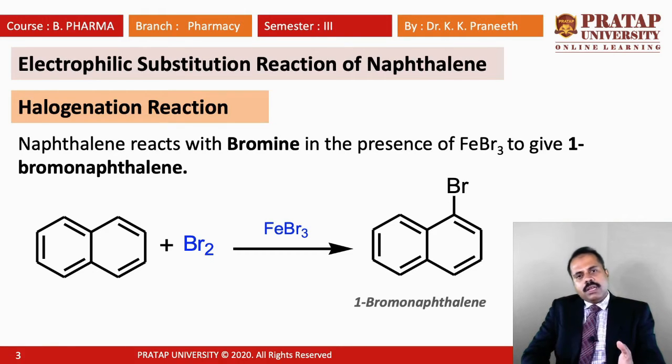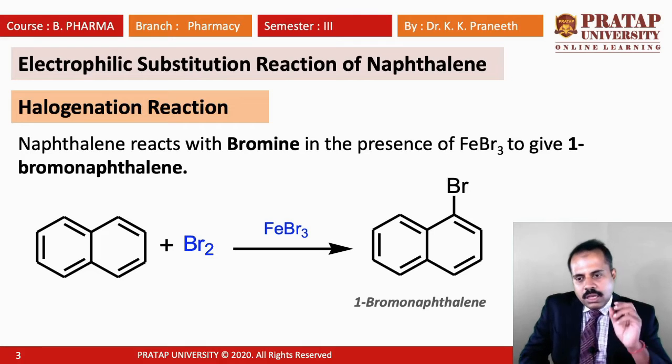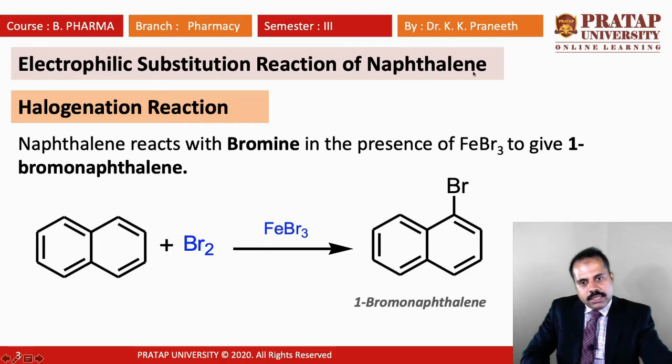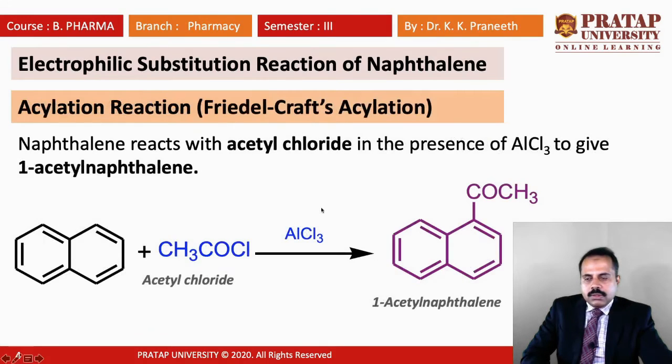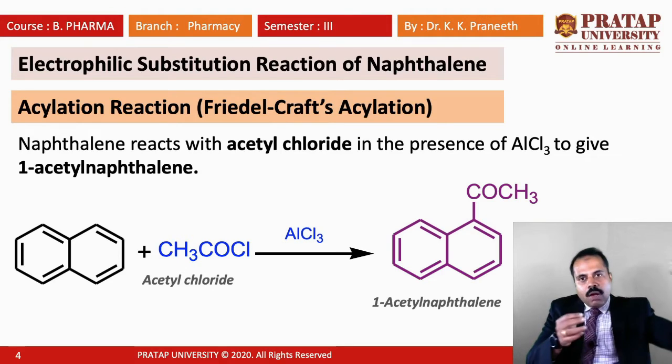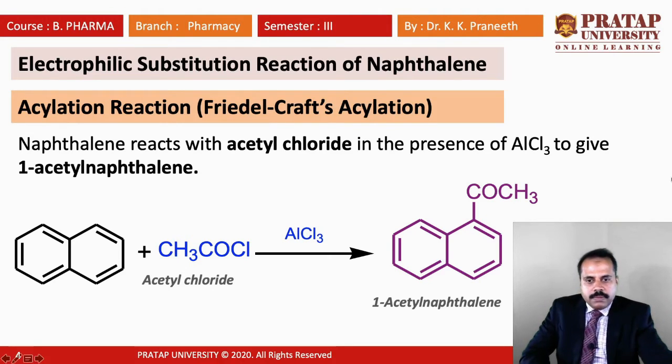The same thing happens in iodination also. If you take naphthalene and add iodine, you will get 1-iodonaphthalene as a product. With this, we will move on to the next electrophilic substitution reaction of naphthalene, that is the acylation reaction, a very famous reaction called Friedel-Crafts acylation. Friedel-Crafts acylation and Friedel-Crafts alkylation are two very important carbon-carbon bond formation reactions.